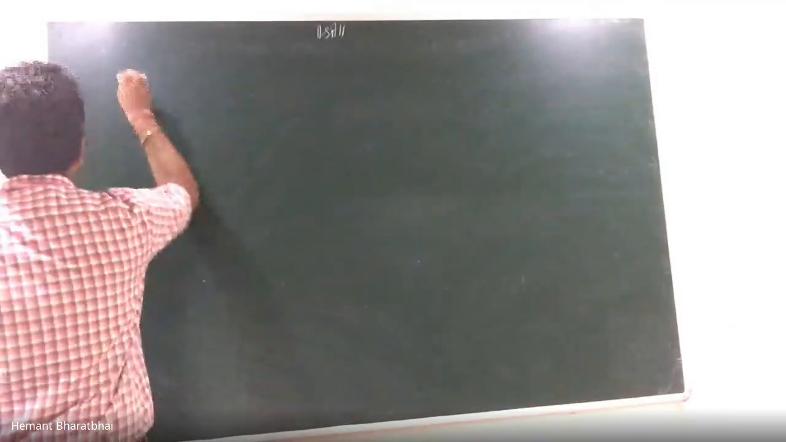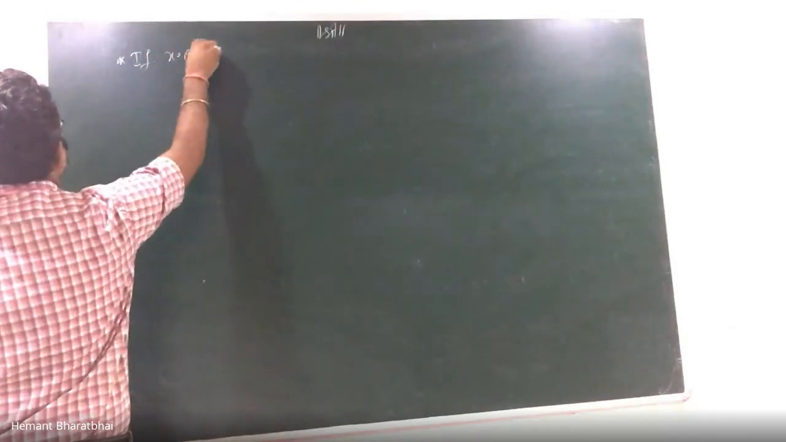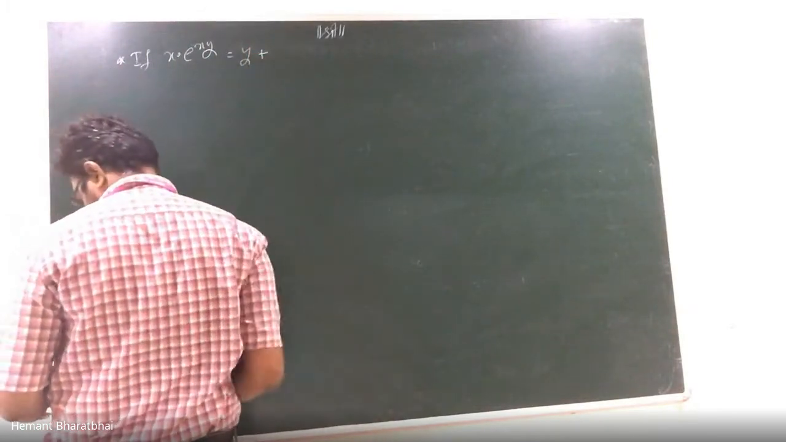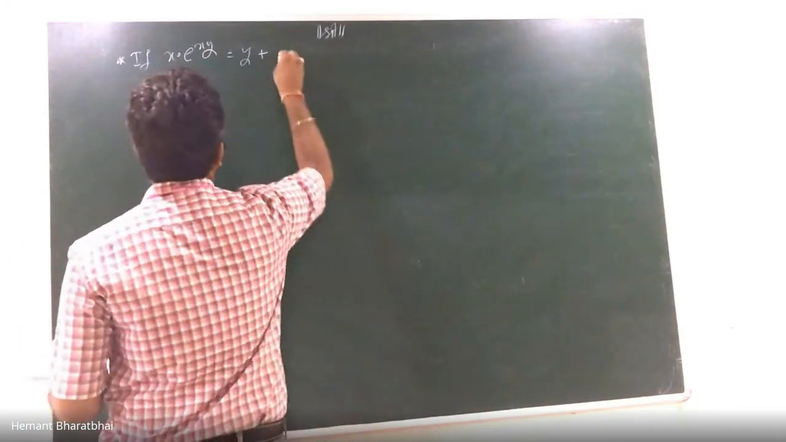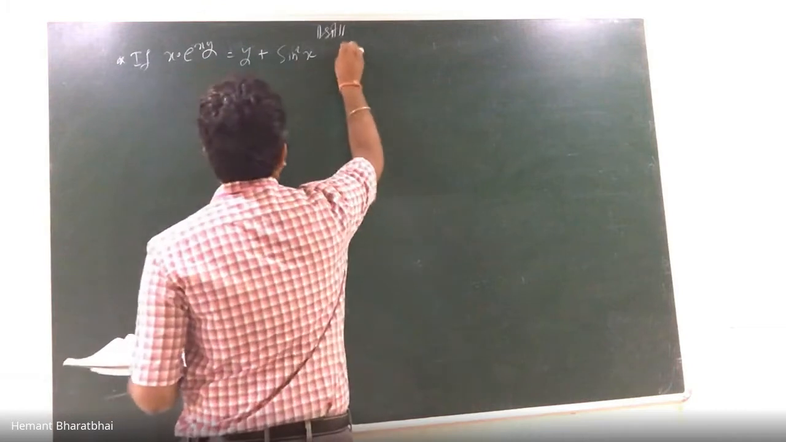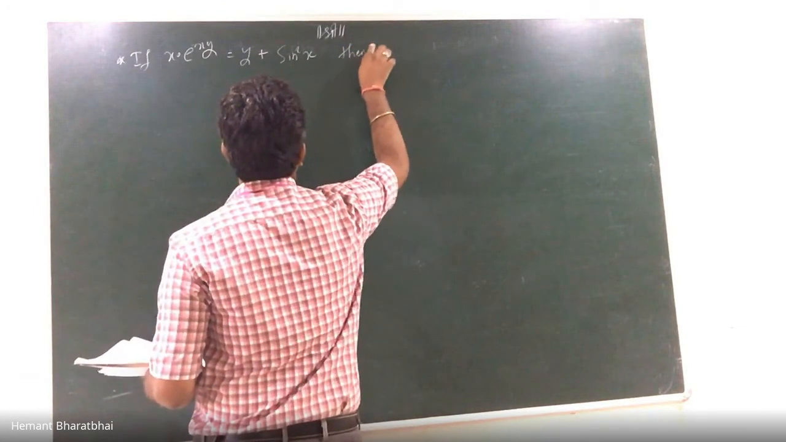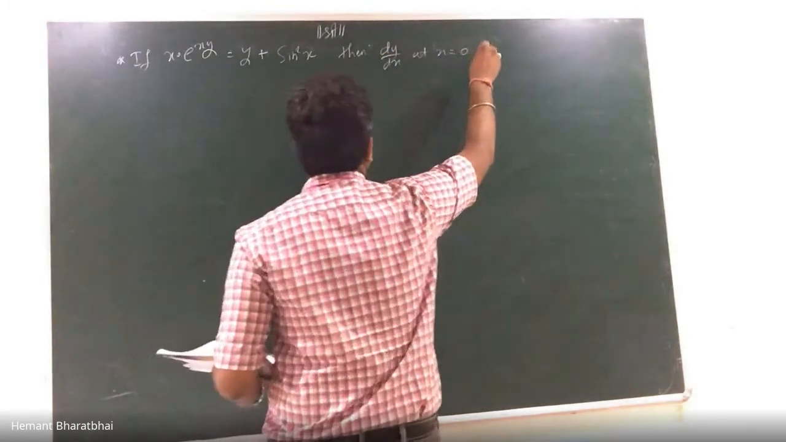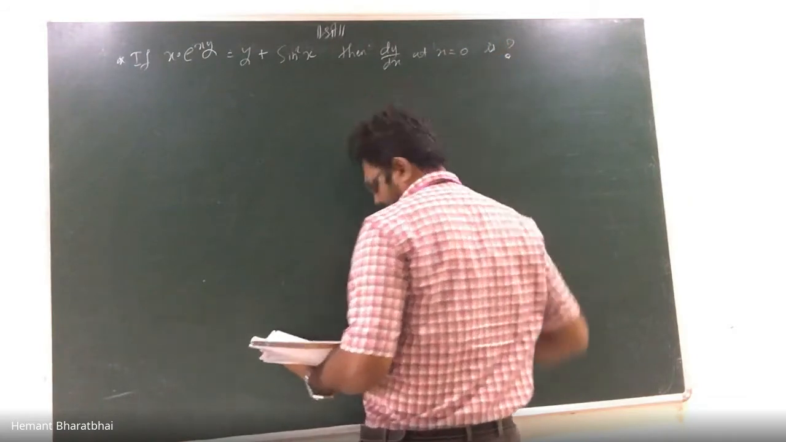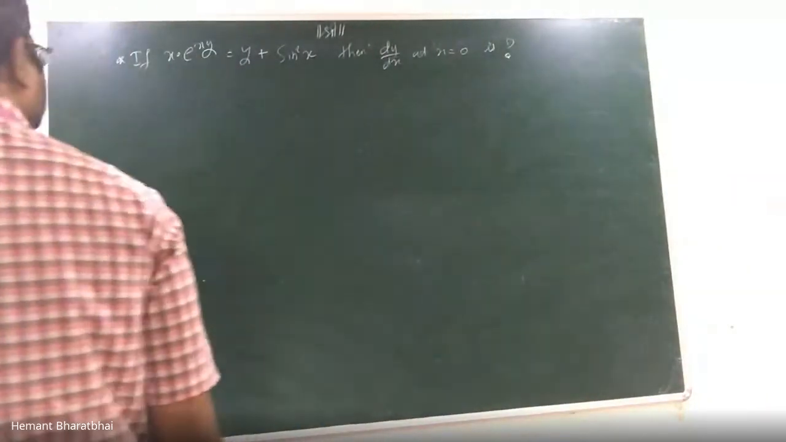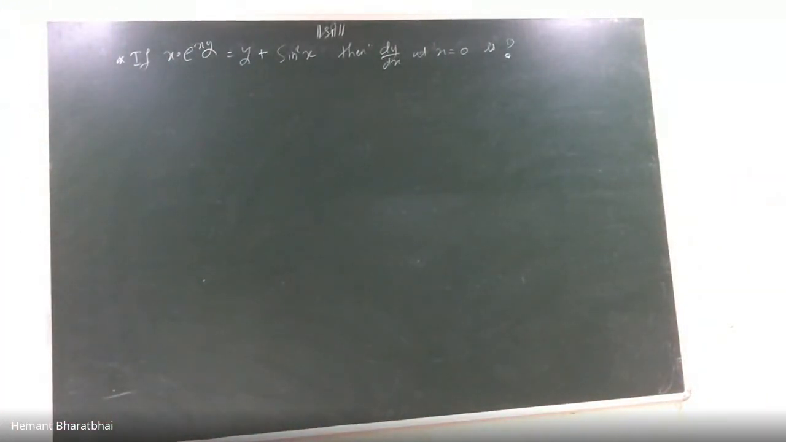Let's do next. x into e raised to xy is equal to y plus sine square x. Then dy by dx at x is equal to 0 is. So we need to find out the value of dy by dx at x is equal to 0.